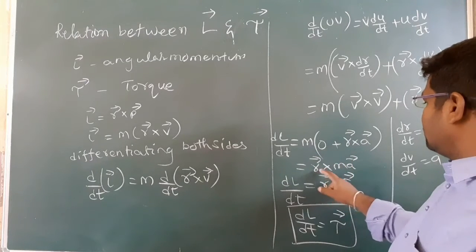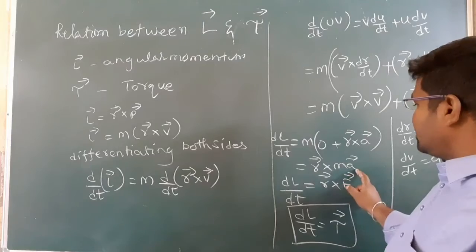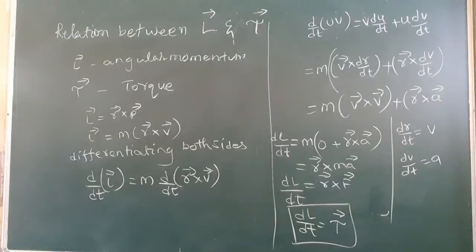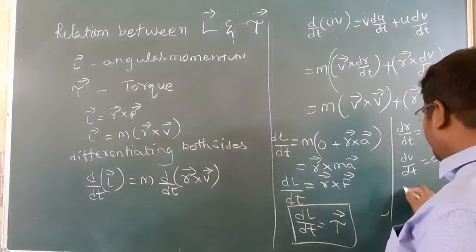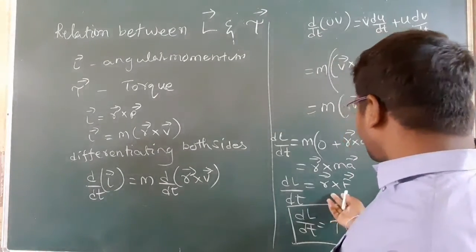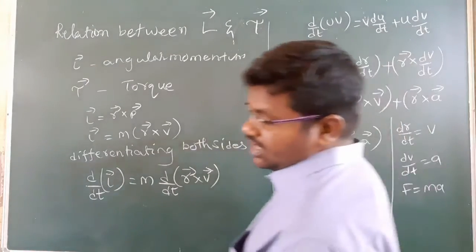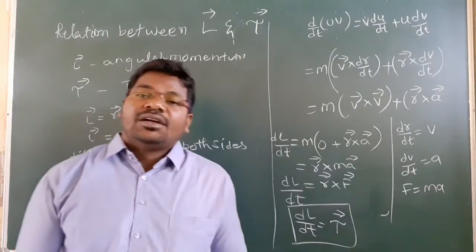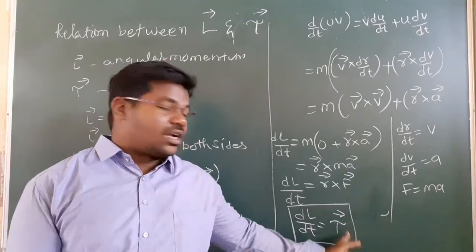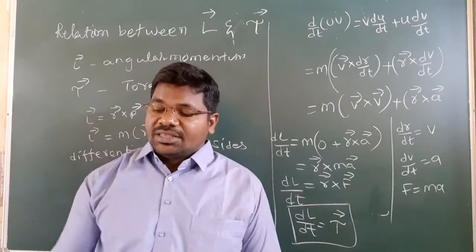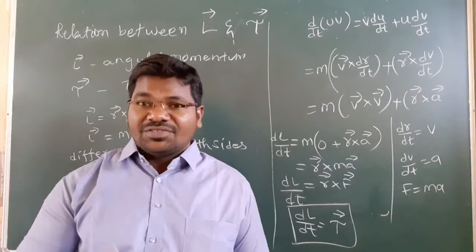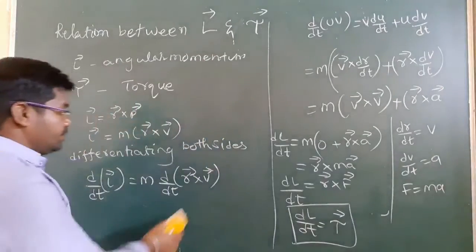Rearrange this as r cross m a bar. m a means, according to Newton's second law, F is equal to ma. So by using this, according to the torque formula, we have to write dL bar by dt is equal to tau. Like the rate of change of momentum is directly proportional to applied force, which is analogous to this.